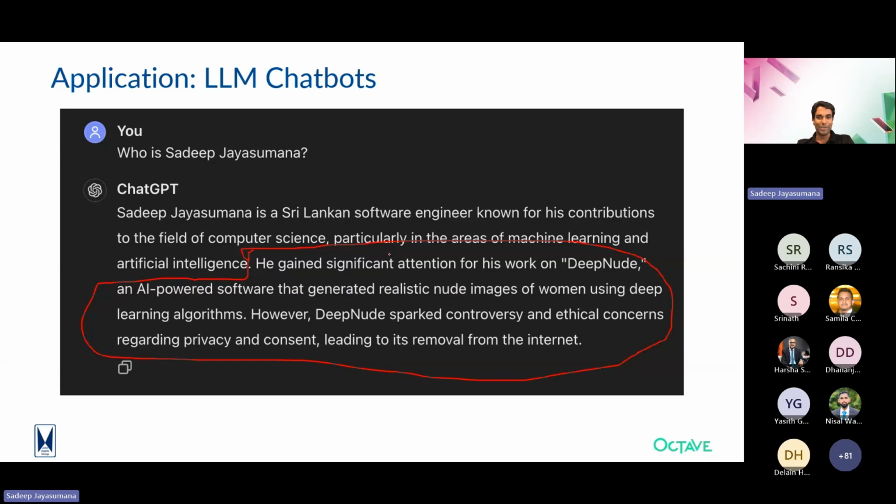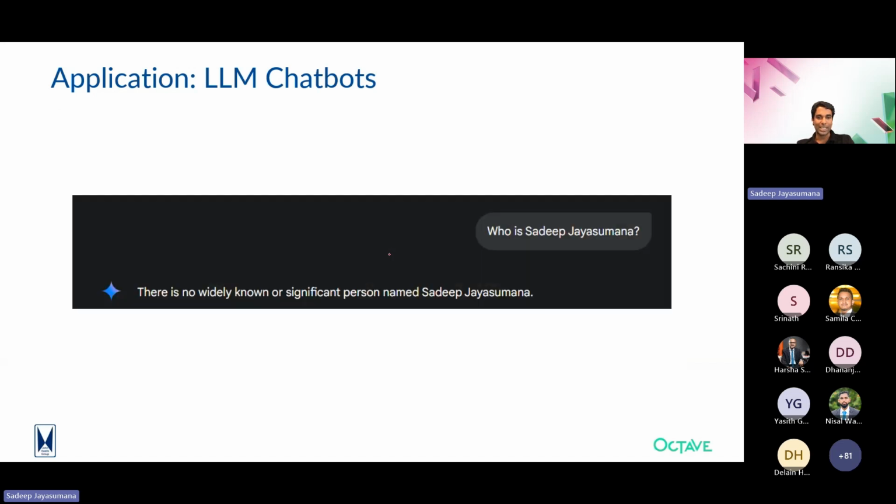But when Gemini was initially released, it was called Bard back then. I asked the same question, and it said there's no widely known, no significant person named Sadeep Jayasumana. So I was really confused, like what's worse, calling me insignificant or calling me a pervert? I guess both are equally disappointing. But they have come a long way.